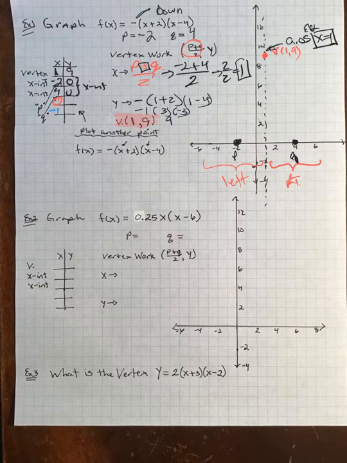So I'm going to plug and chug those points. I'm going to plug in 0 first. If I plug in 0, that gives me -0 plus 2 and 0 minus 4. So that gives me 2 and -4, which gives me +8.